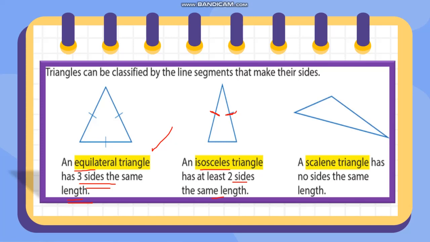To wrap up, triangles can be classified by the line segments that make their sides. The first one is equilateral. It means all sides are equal. Isosceles means two sides are equal. Scalene means no sides have the same length, so they are all different. Maybe this is 5, this is 6, and this is 7. Here, maybe this is 8, this is 8, and this is 7. So two sides equal is isosceles, no sides equal is scalene, three sides equal is equilateral.